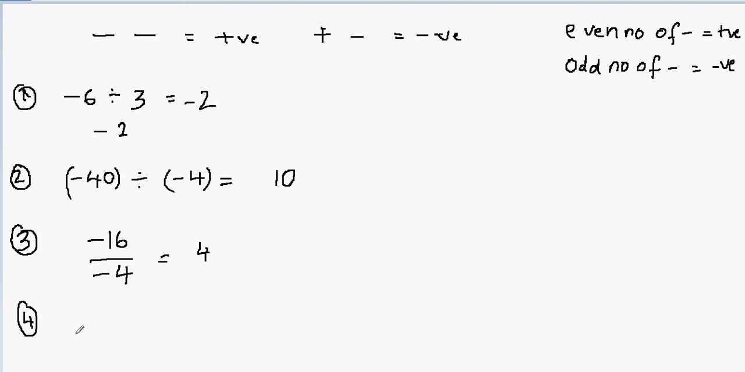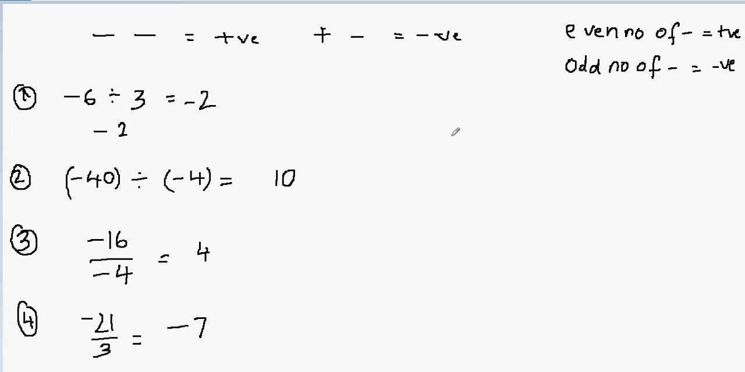Now let's take a look at another example. Fourth is negative 21 divided by 3. Here you can see that we are dividing a negative number by a positive number. That means we have opposite signs this time. When we have unlike signs, the answer will be negative. So I know for sure that my answer will be negative. I can just put the negative sign in front of my answer and then divide. 21 divided by 3 will give me 7. So my final answer will be negative 7.